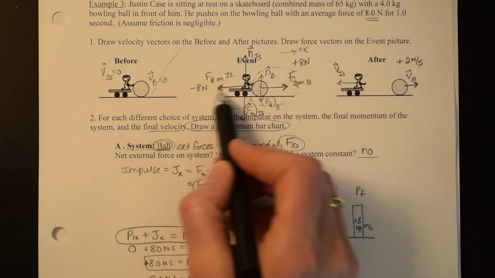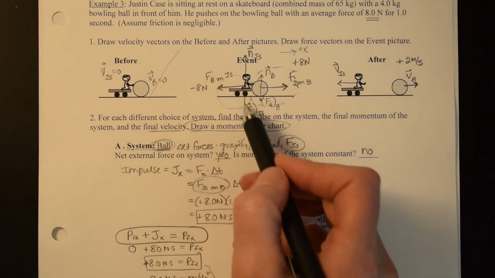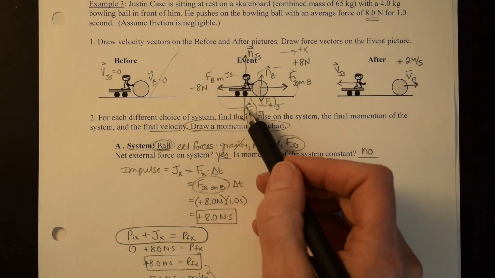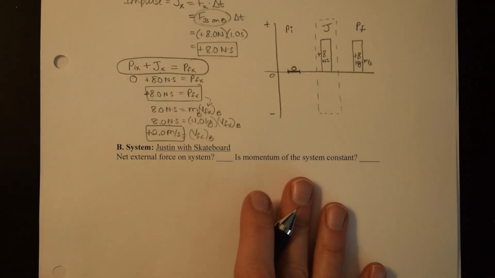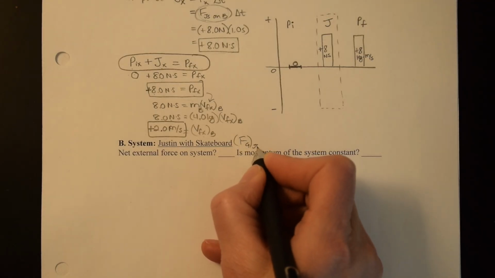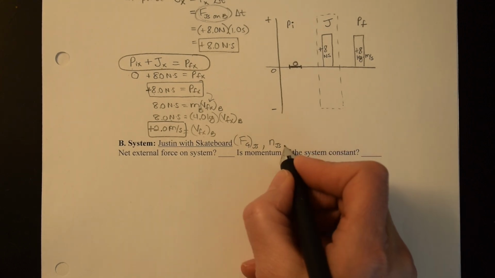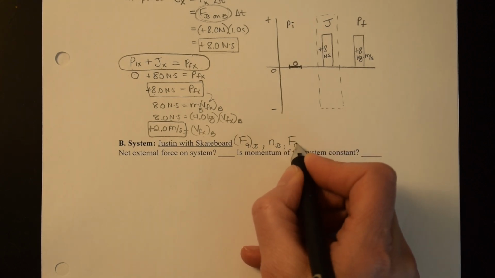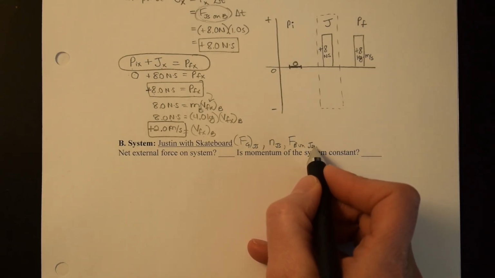This is caused by an interaction with the ball. The ball is outside the system, so that's an external force. And then force of gravity, because the Earth is outside the system, that is an external force. So we have 3 external forces. We have the force of gravity on Justin and the skateboard, we have the normal force on Justin and the skateboard, and we have the force of the ball on Justin and the skateboard. So those are the external forces.